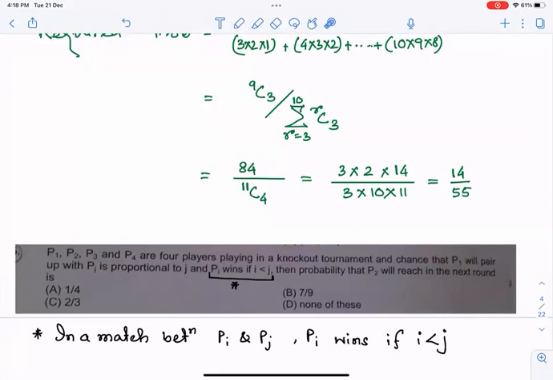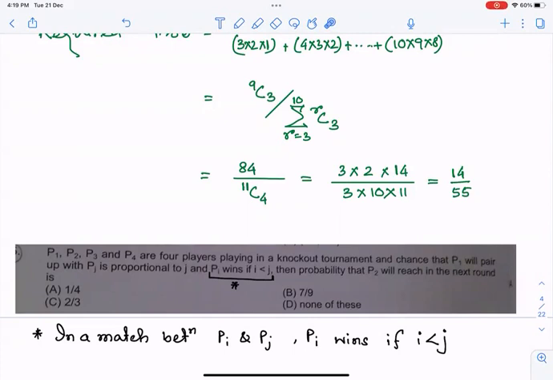Because in a match between Pi and Pj, Pi wins if i is less than j, so P1 will win irrespective of its opponent. P2 can win only if it is playing with P3 or P4. Similarly, P3 can win only against P4, and definitely P4 will be the loser irrespective of the opponent. Is that statement okay?